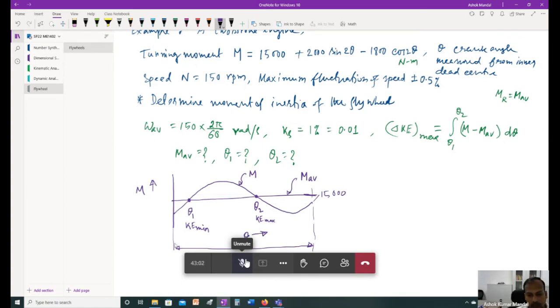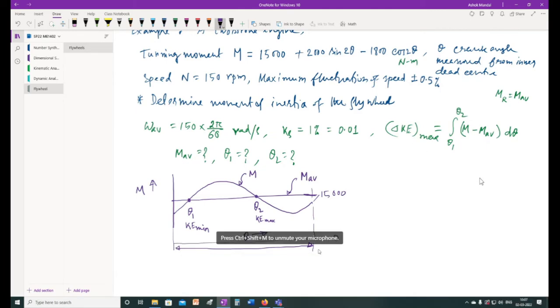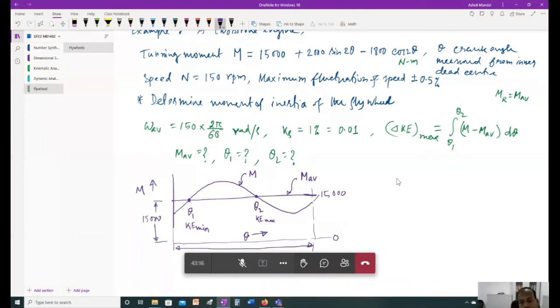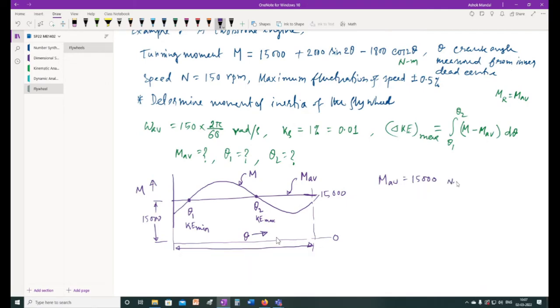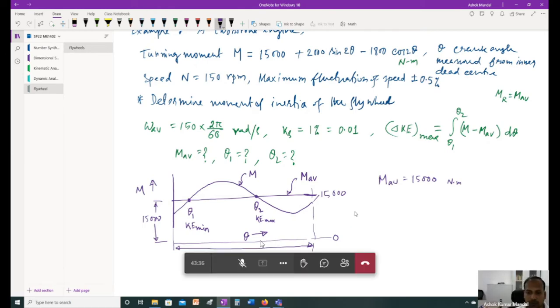The zero energy line is somewhere here. This is the zero line. This distance is 15,000. So from the observation, you can see that this 15,000, I'm not writing the unit, maybe Newton meter, is the M average. Okay, so now to find out theta 1 and theta 2, what can we do?